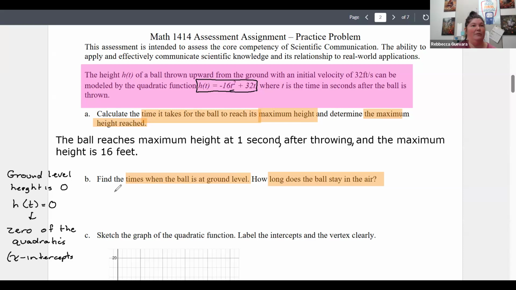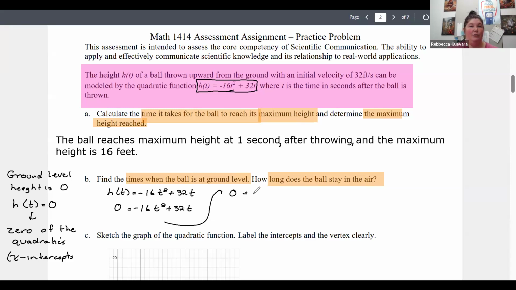So we have this problem now. We had h of t is negative 16t squared plus 32t. But now we have 0 is equal to negative 16t squared plus 32t. So we got a quadratic equal to 0. We can solve this with some factoring.